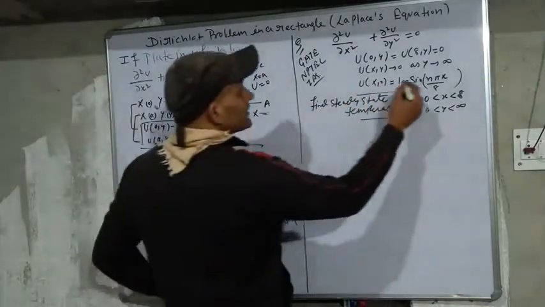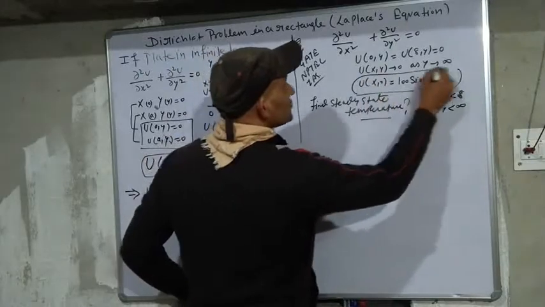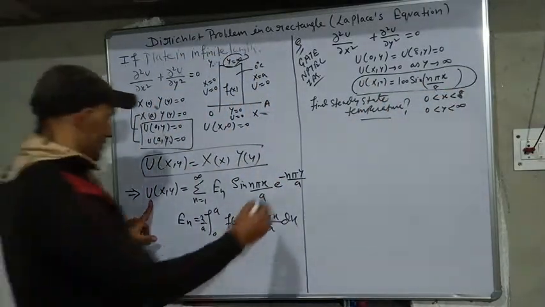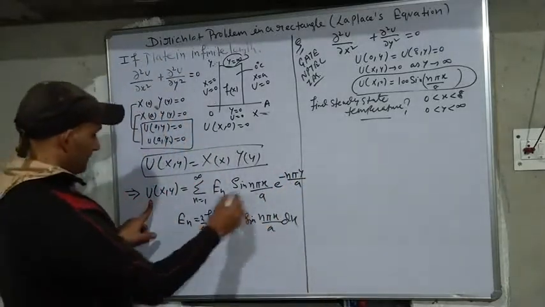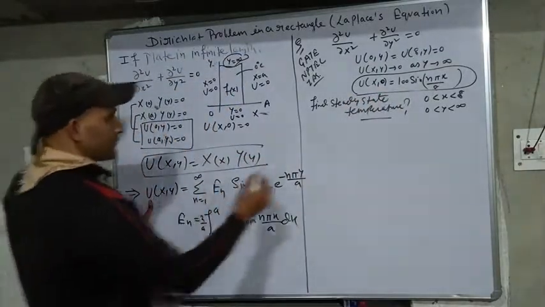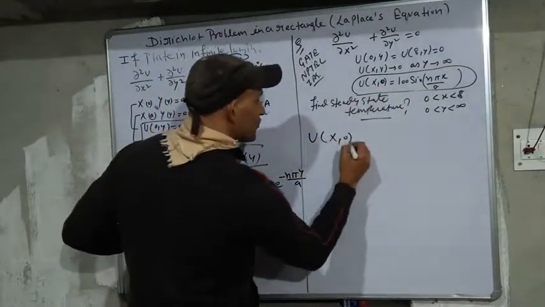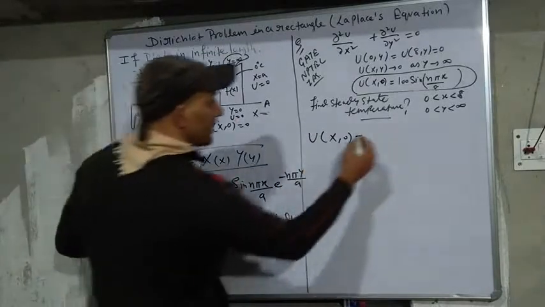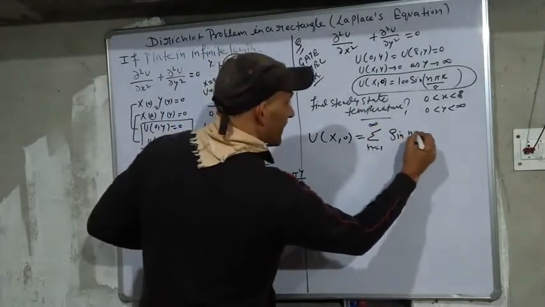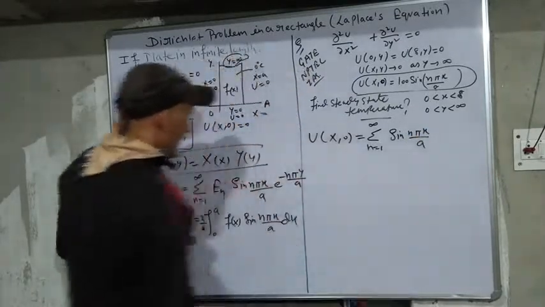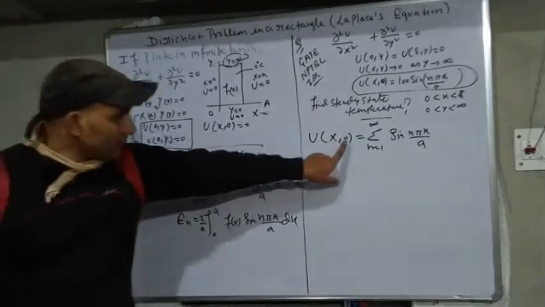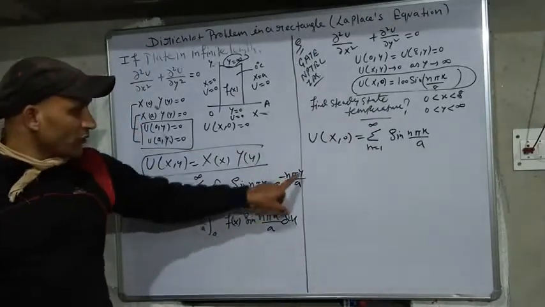Now they have given us u(x,0) equal to something. So your solution is u(x,y) equal to this one. If you put 0 in place of y, then u(x,0) is equal to the sum from n equals 1 to infinity of E_n sine(n pi x upon a), and e to the power 0 is equal to 1. It has cancelled.